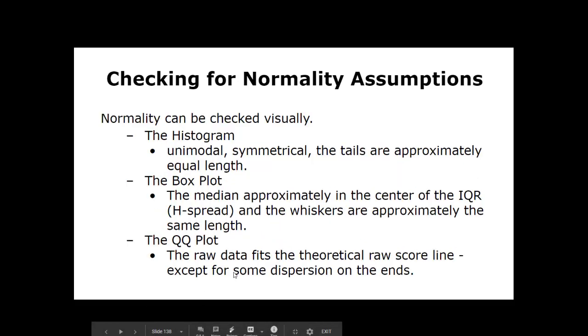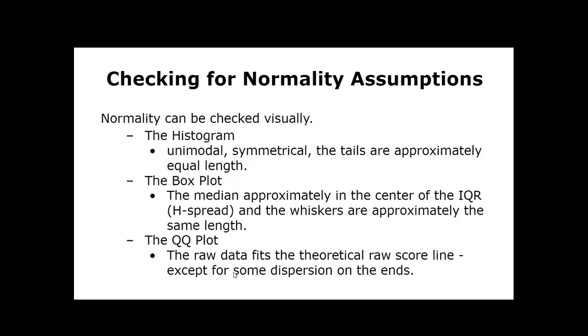You can check the normality visually. So you can look at the histogram. You want to see that it's unimodal, that the histogram is symmetrical, the tails are approximately equal length. Similarly, the box plot has the median at approximately the center of the interquartile range, or the box, also called the H-spread. The whiskers are approximately the same length.